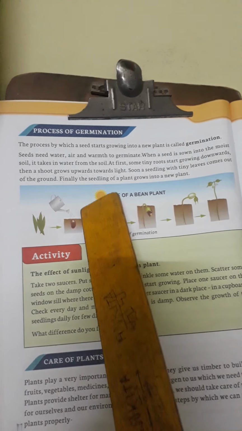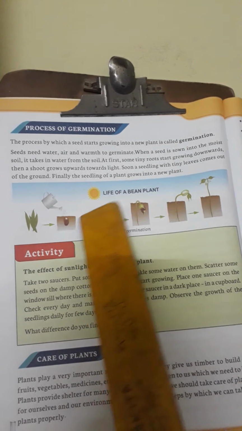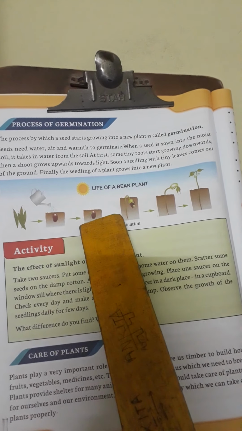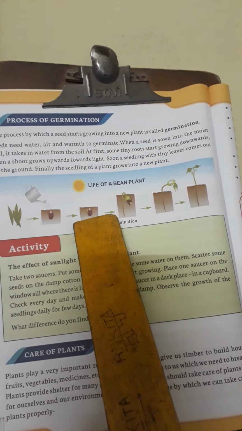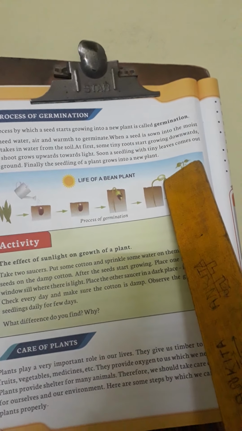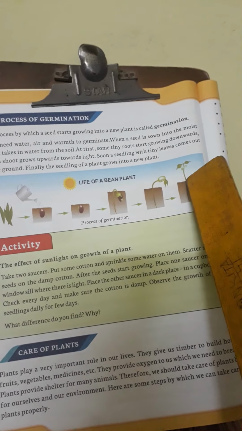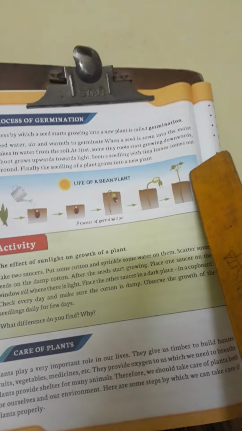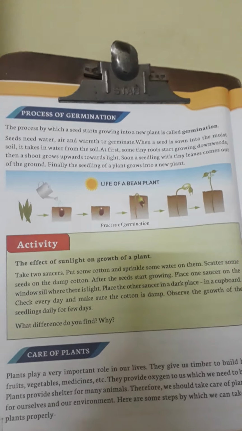Here you can see first the seed is sown in the moist soil. Then this is the process. First the root goes downwards, then a little bit, then leaves come out, then it grows into a seedling of a plant.